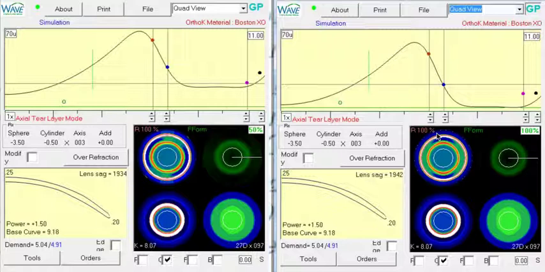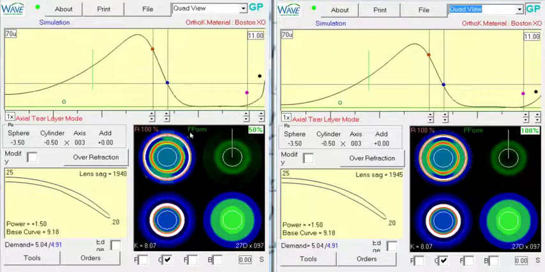So now on the right side we have the original lens again, and this is the newly modified lens. You can see the difference in the peripheral profile there, and then the central profile here.